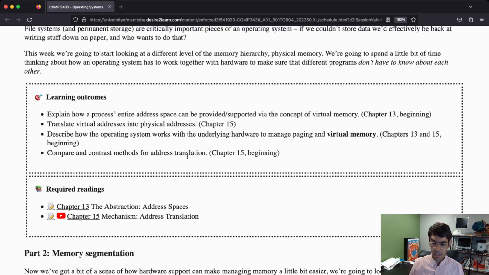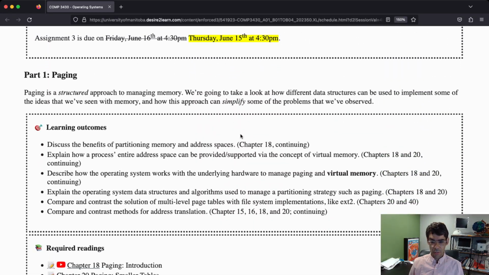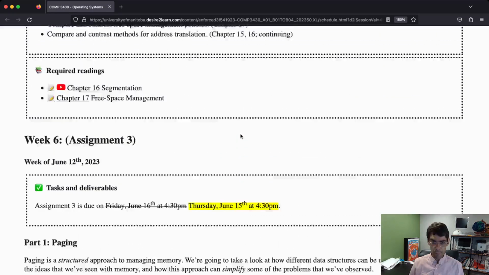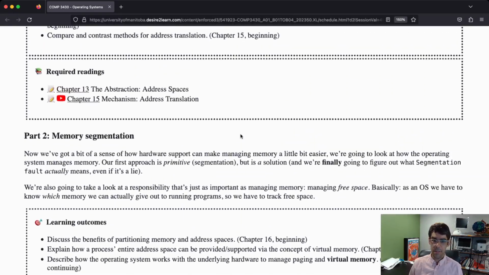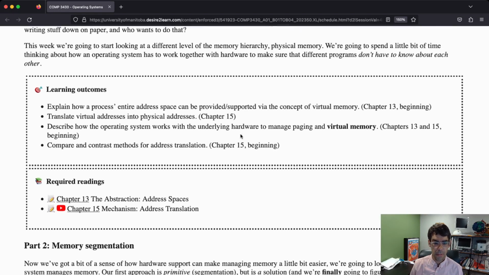This was something that we did in class this week. We did an exercise where we were taking a look at comparing paging and segmentation. And then these other 2 learning outcomes, in addition to being in chapters 13, 15, 16, 17, 20, and 18, we were talking about this in class in a couple of different ways, just in terms of like, well, this is what segmentation is, this is what base and bounds are, these are how the operating system abstractly and conceptually works with hardware to be able to handle those things.